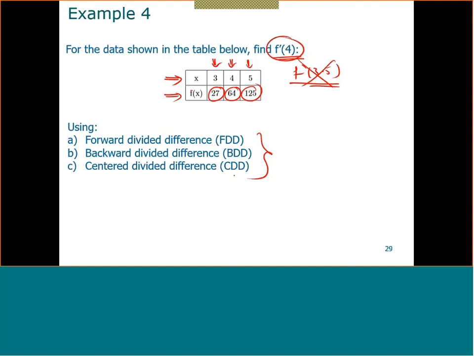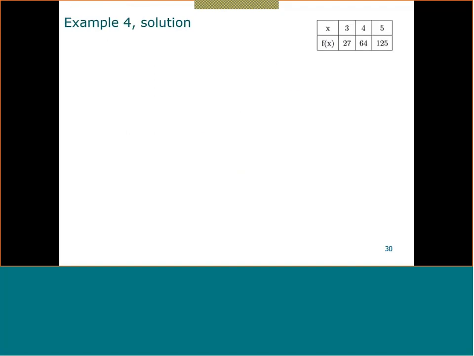Okay, so I will come here. These are the numbers that I will have. So I will start with using the forward divided difference. I want to find f prime of 4, and now we understand what this means. It is an approximation because there is an error. There is a truncation error we make here.